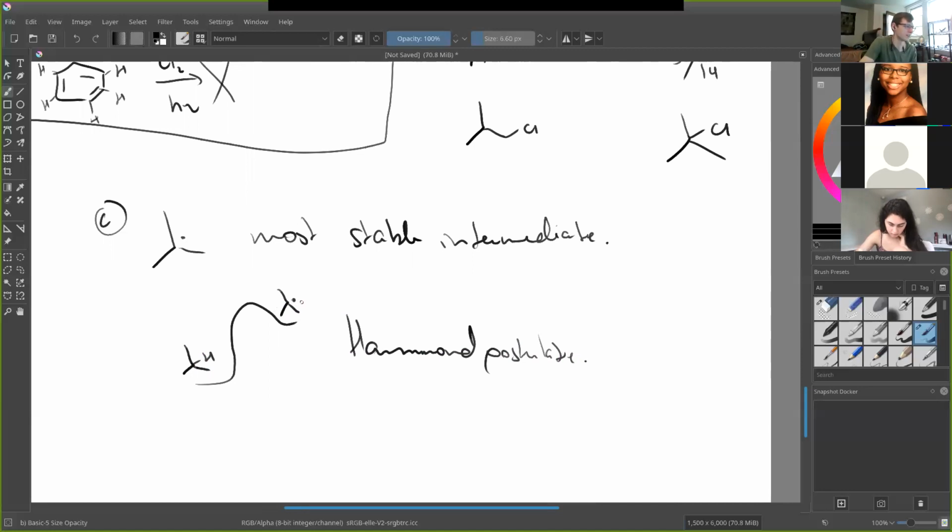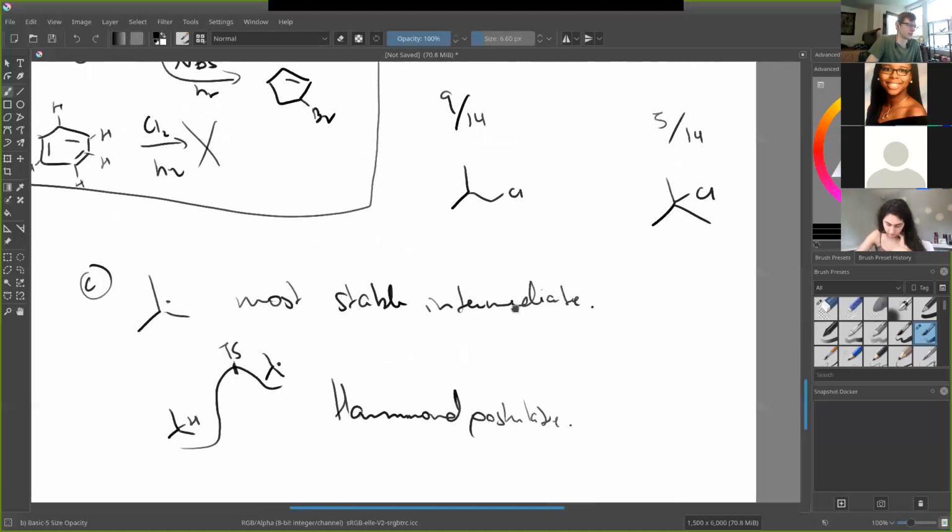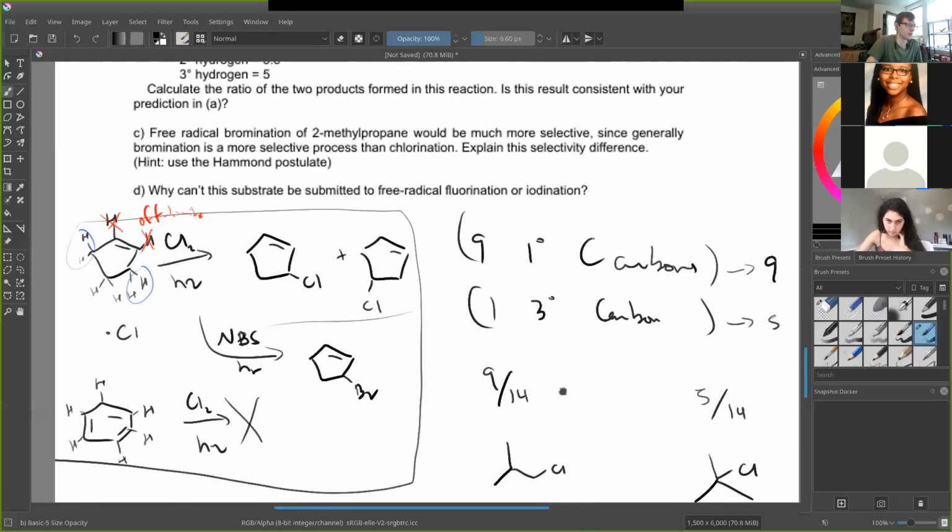Okay, right. So the transition state is closer to the intermediate, right? So you're just going to get the intermediate that's more stable, so you're just going to get the selective tertiary bromination.